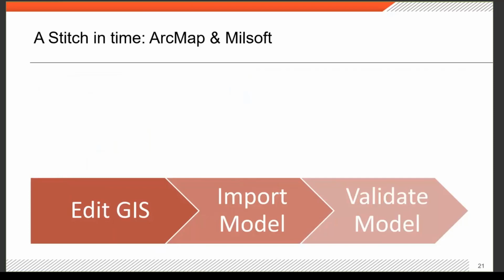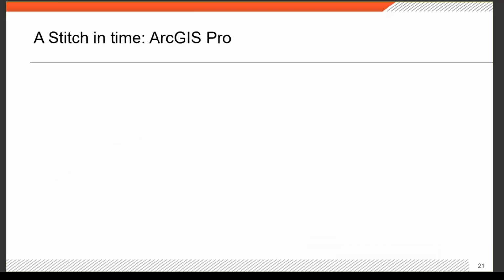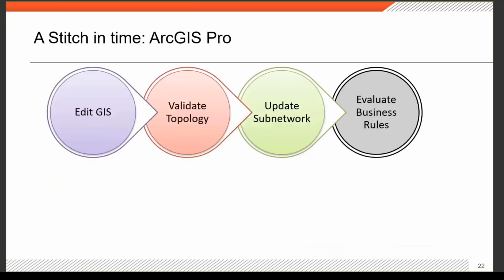As Len mentioned, even after the model imports without warnings, it's still not uncommon for there to be disconnected elements or phasing problems present in the model. So what we want to do is look at how ArcGIS Pro addresses this problem. To put it briefly, they address it by incorporating all of the same sorts of checks and validations that you're doing in your Milsoft import into the core editing process. So let's walk through and look at what this process looks like.